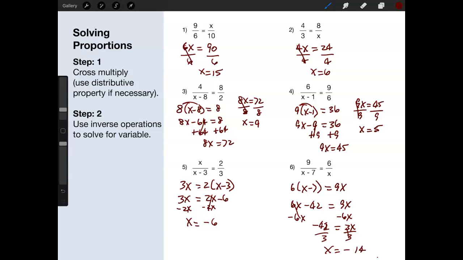So in solving proportions, we always first cross multiply, use a distributive property if necessary, and then solve for x or whatever variable we are using.